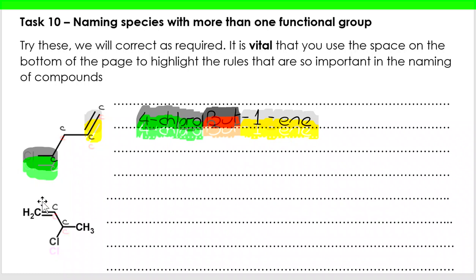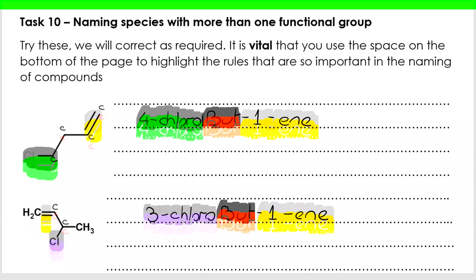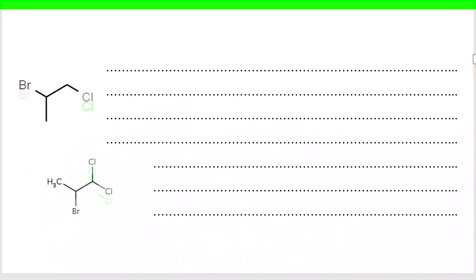Next example, I've got 1, 2, 3, 4 carbons in a row. That means my name is based on bute. My double bond starts at the end of a carbon chain, so it's going to be bute-1-ene. And in this case, I have got a chloro coming off on the 1st, 2nd, 3rd carbon. So 3-chlorobute-1-ene. More examples for you.